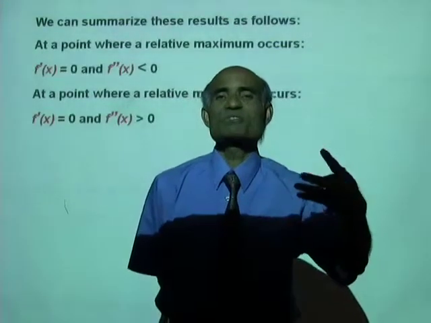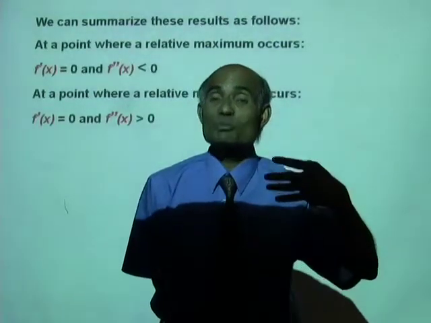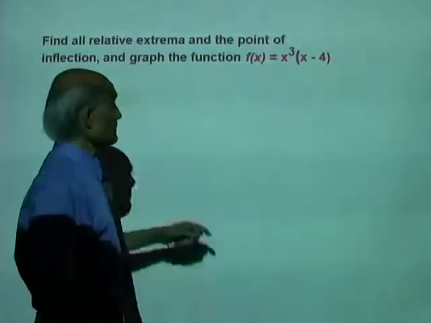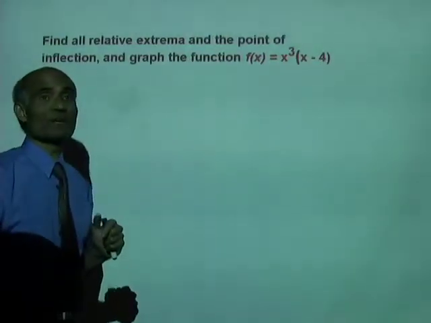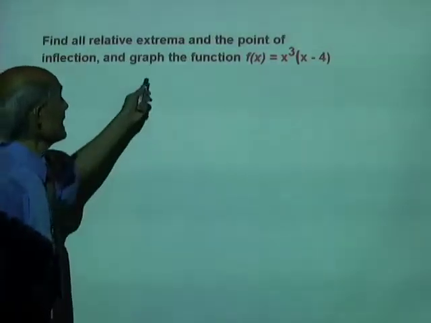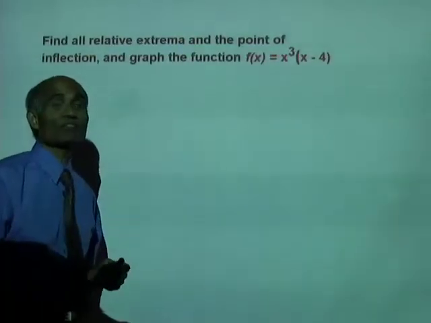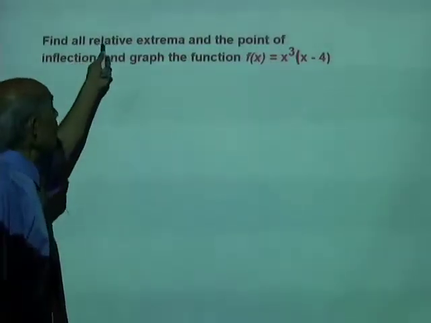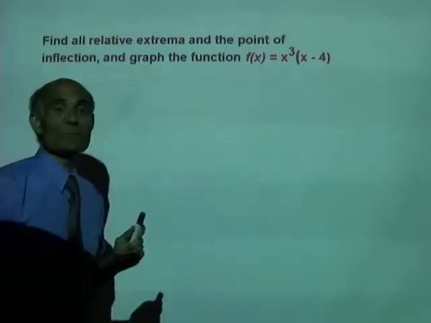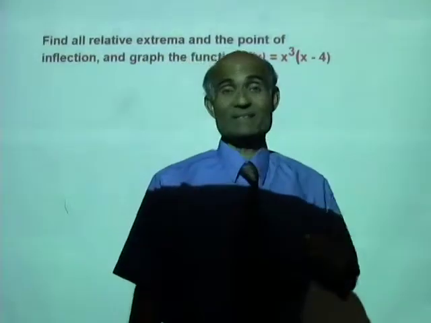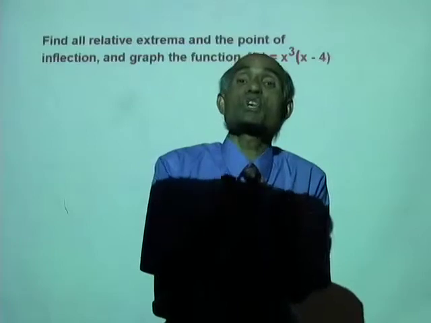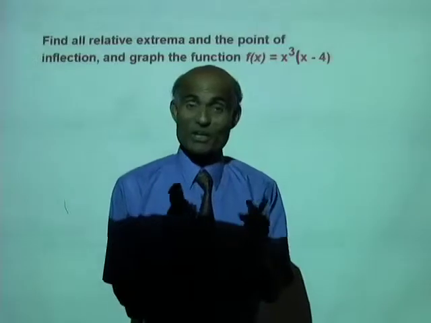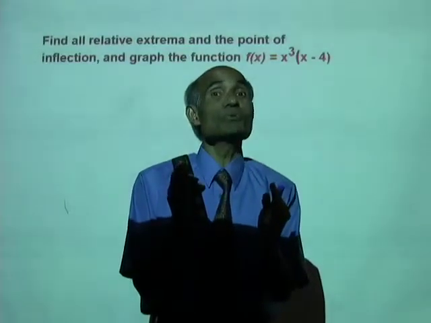Now, the first derivative test we are going to use to plot the graph of a function. Find all relative extrema and the point of inflection and graph the function f of x equal to x cubed times x minus 4. Find all relative extrema. Now, that is what we did in the last lesson. In other words, we need to find the critical numbers.